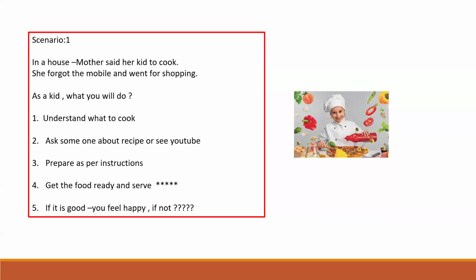Because your mother is not there and there is no way to contact her, the kid is going to look for recipes. Since we have the internet, they can watch YouTube, search on Google, or at last ask someone, the neighbors or their friends, they may call them up. So they ask about that particular thing, and she can cook now.